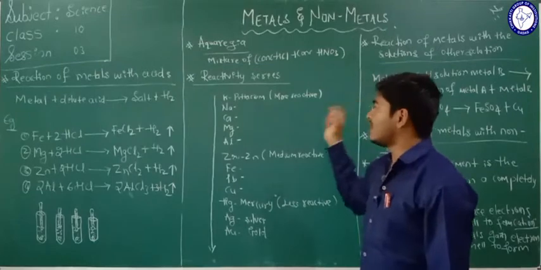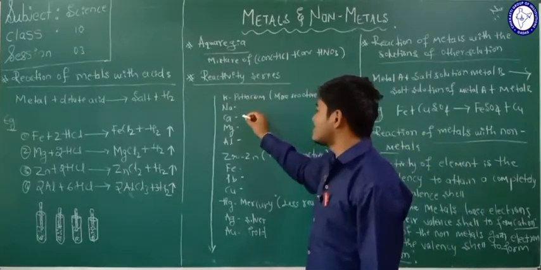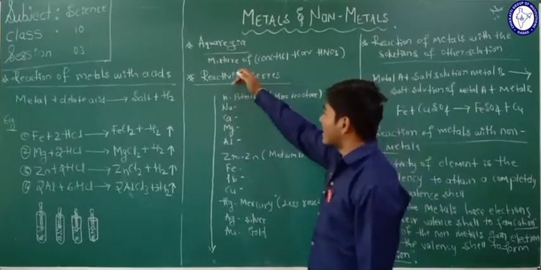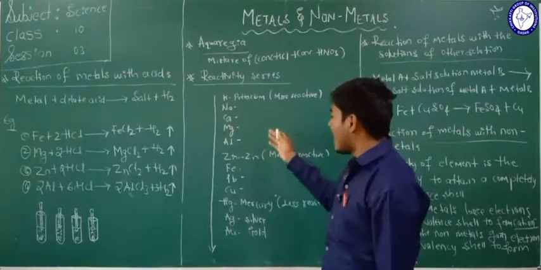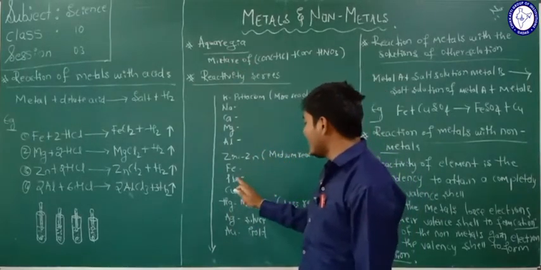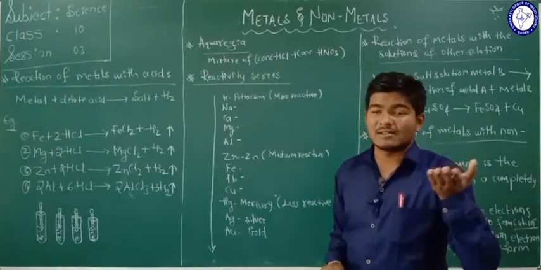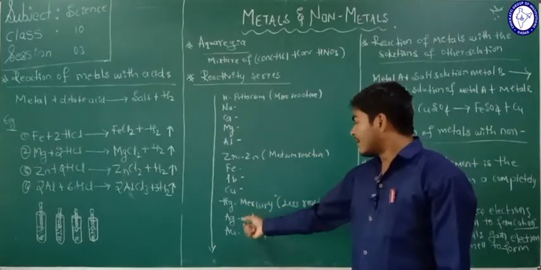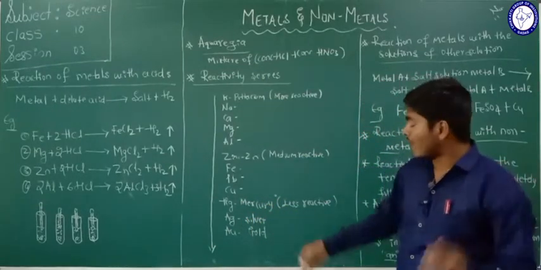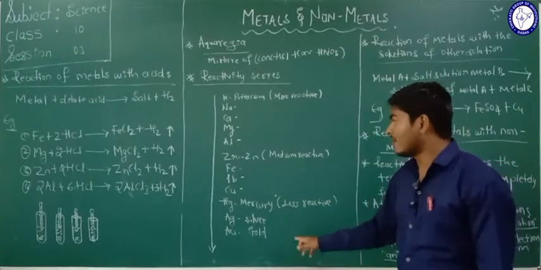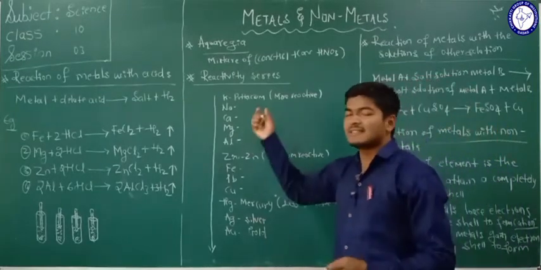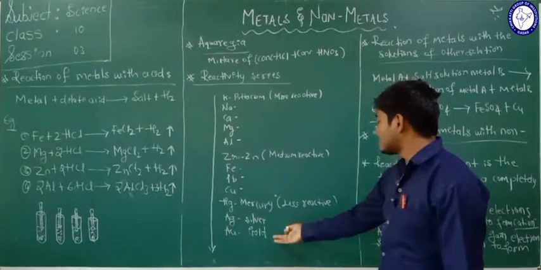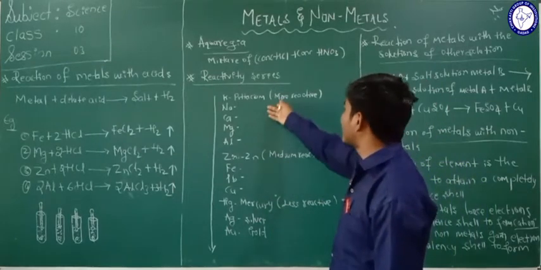So potassium, sodium, calcium, magnesium and aluminum are the more reactive elements, therefore they come at the top of the reactivity series. And zinc, iron, lead and copper are medium reactive metals, so they come in the middle part of the reactivity series. And mercury, silver and gold are less reactive and they come at the down part of the reactivity series. So the reactivity series is the arrangement of the metals based on their decreasing order of reactivity. Here these are less reactive, these are medium reactive and these are more reactive.